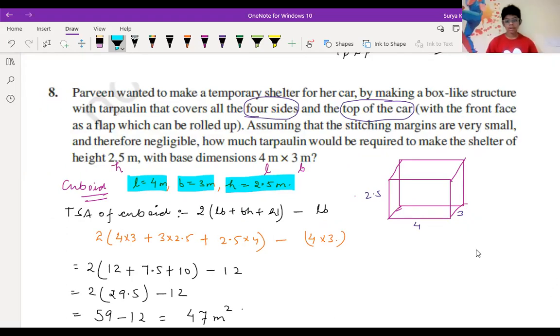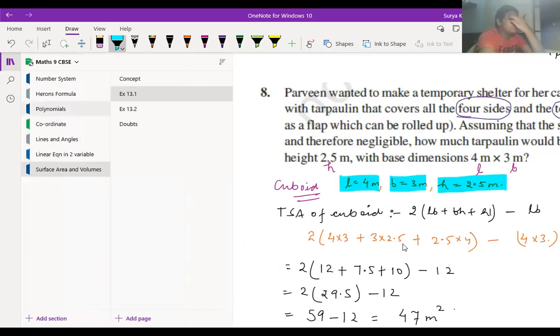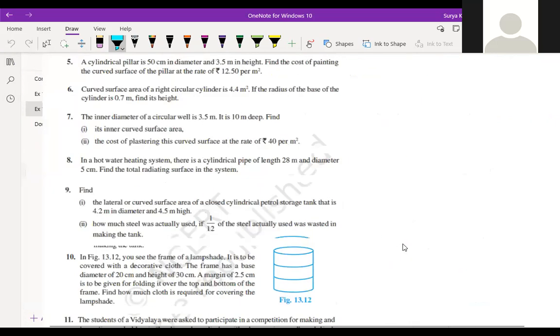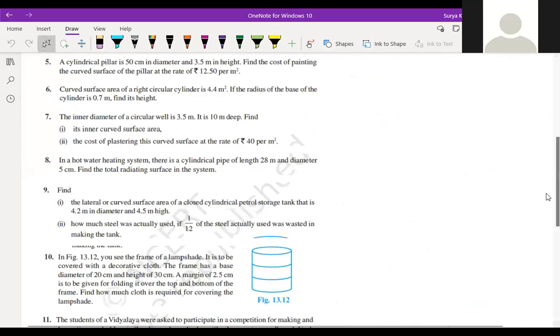Do you have any doubt, children? Anyone of you having doubt? No, sir. Okay, we are moving to the next exercise 13.2. Okay, we are moving to 13.2 now. So now question number 1.